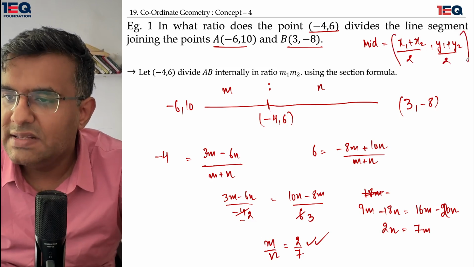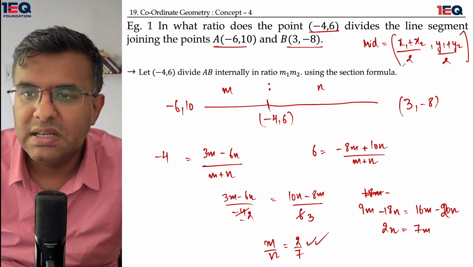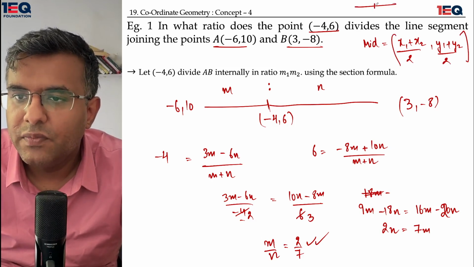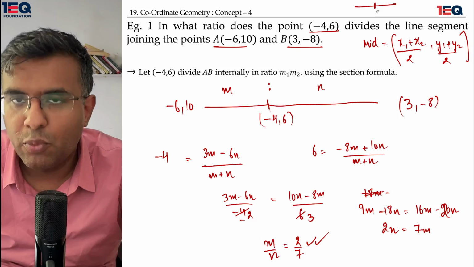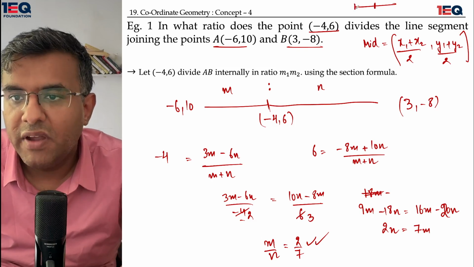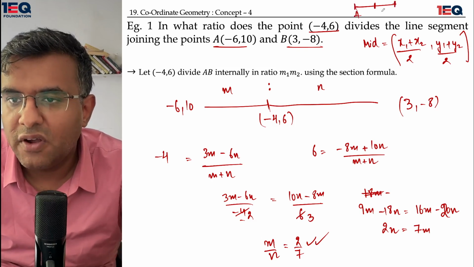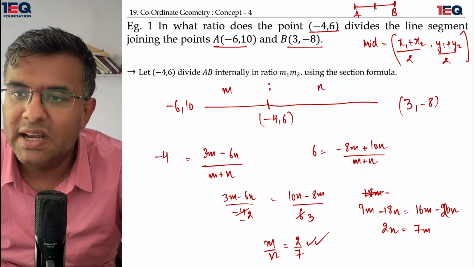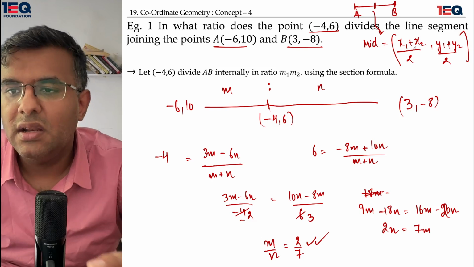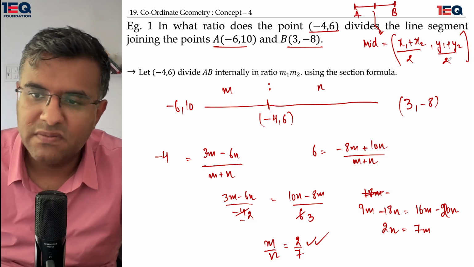Whenever a line segment is divided in the middle, and it is asked what are the midpoints of any line segment, at that time we can say the midpoints are x1 plus x2 by 2 and y1 plus y2 by 2.